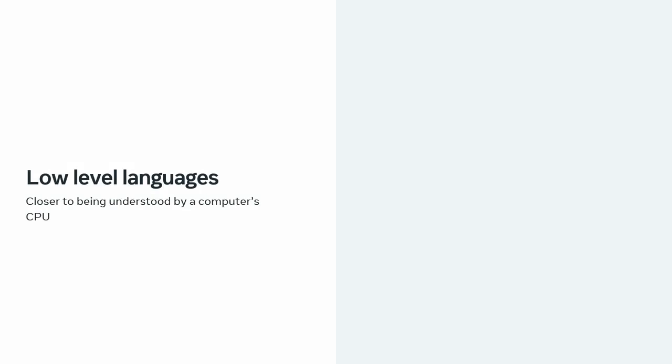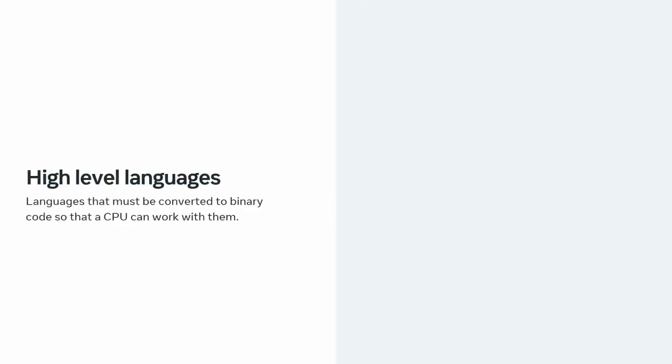This machine language, with its series of zeros and ones, is known as a low-level language because it's closer to being understood by a computer's CPU. There are also high-level languages, such as JavaScript, that need to be interpreted. That is, converted to binary code that a CPU will be able to work with. So, we might think of JavaScript and other high-level languages as a tool that helps us to communicate with a CPU. As you saw with Jane's example, computer programs are everywhere.